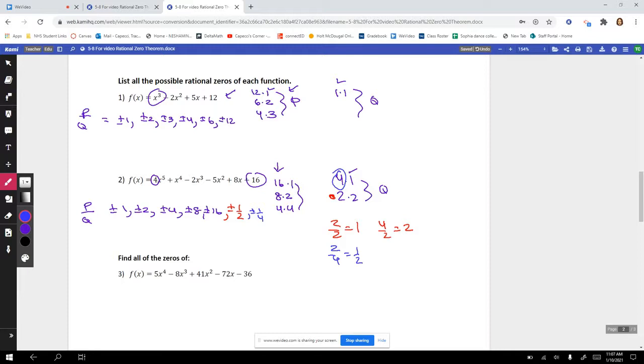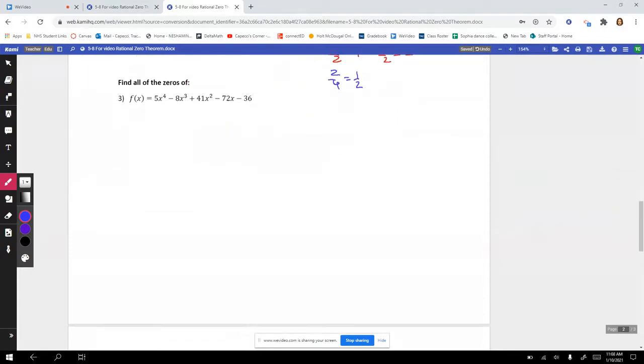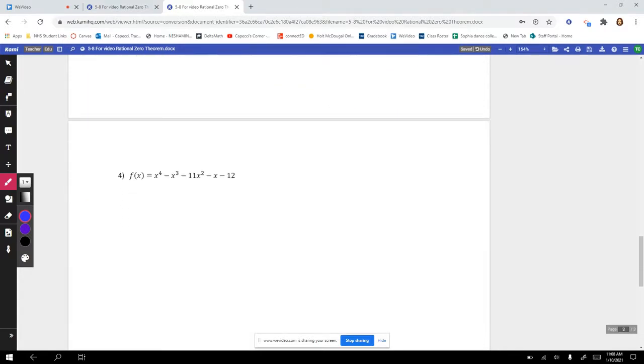Now we're going to look at finding all the zeros of the given polynomial. We're going to use synthetic division. I'm actually going to start with number 4 first. In using synthetic division, we don't know which number is going to go in the box. We're going to talk about that in just a minute.